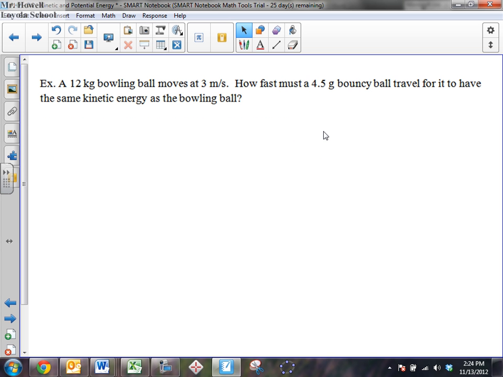Imagine we have a 12-kilogram bowling ball, and it moves at a velocity of 3 meters per second. How fast must a 4.5 gram, not kilogram, but gram, 4.5 gram bouncy ball travel for it to have the same amount of kinetic energy as the bowling ball?